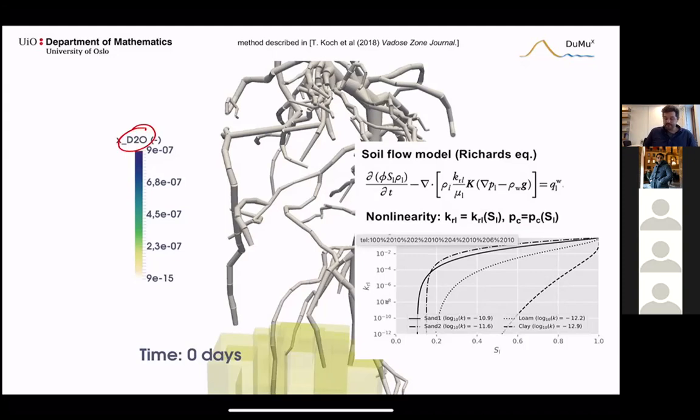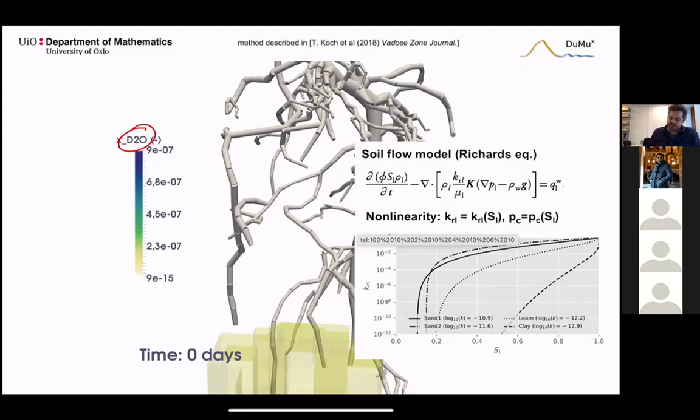So you have some heavy water. And then you need to interpret these images, and you need to see what does it mean for the water uptake. And this is where simulations come in handy.